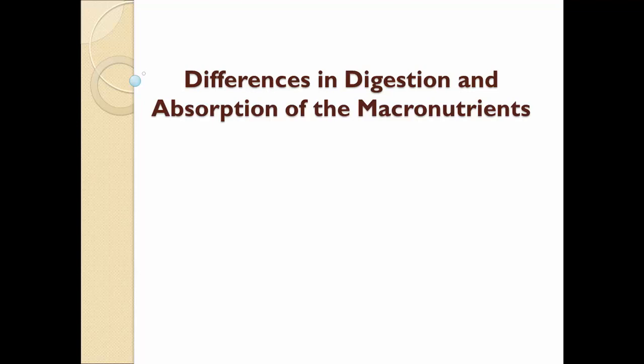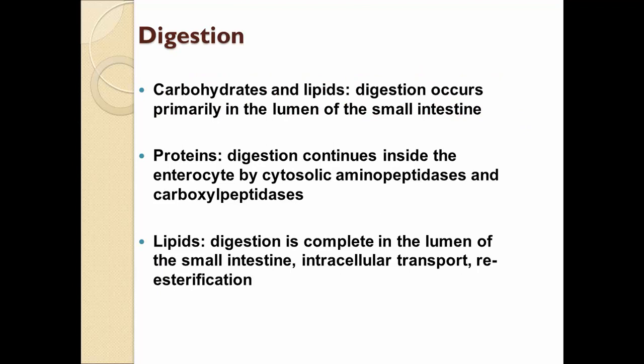So now we have finished digestion and absorption of the 3 macronutrients, right? There are some common things and also different things. Let's talk about the differences. Carbohydrate and lipid digestion usually occur in the lumen of the small intestine, and protein digestion is also in the stomach and small intestine, but the difference is that the enterocytes also play an important role in the digestion of protein.